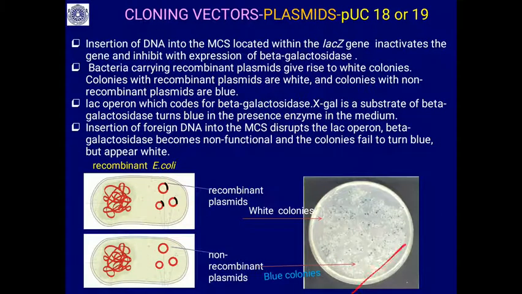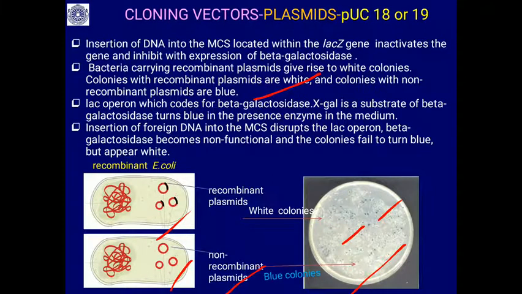This is what you can see in the Petri plate. There are so many white colonies and some blue colonies. Blue colonies are the ones that are not transformed. They are not containing our gene of interest. The ones containing our gene of interest are the white colonies. So the bacteria carrying recombinant plasmid give rise to white colonies, and those carrying non-recombinant plasmids are the blue colonies.